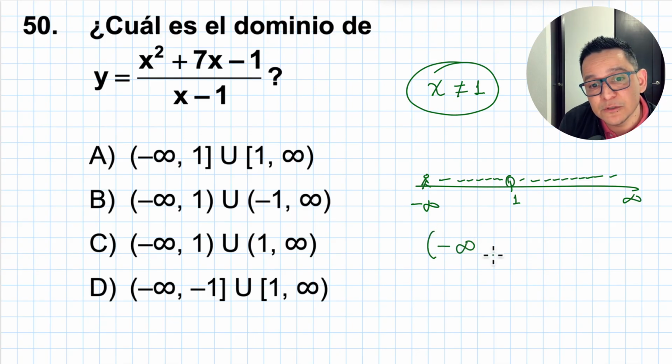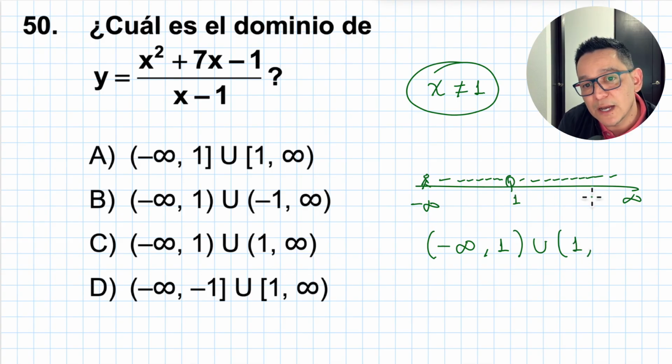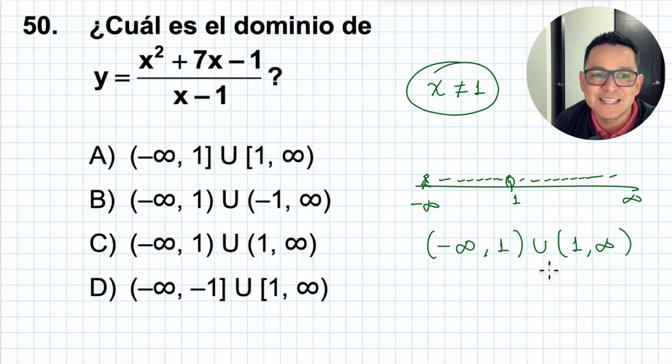Up to 1. The domain is from minus infinity. So I'm saying from minus infinity, and I go up to 1 without touching 1. That's why I put a parenthesis. Then I'm going to join this. And now I start walking again from 1, and I keep walking until where? Well, until infinity. And that's it. That would be the representation of the domain of this exercise.